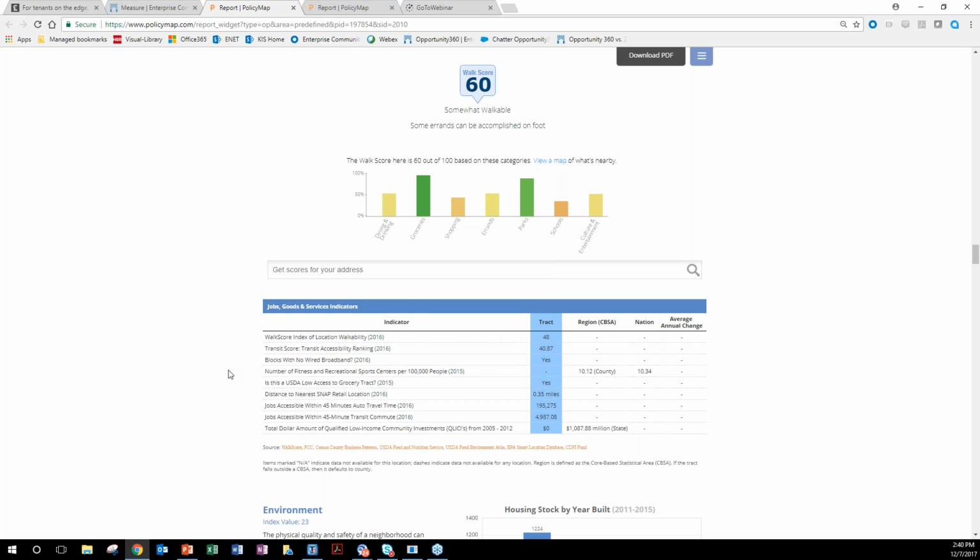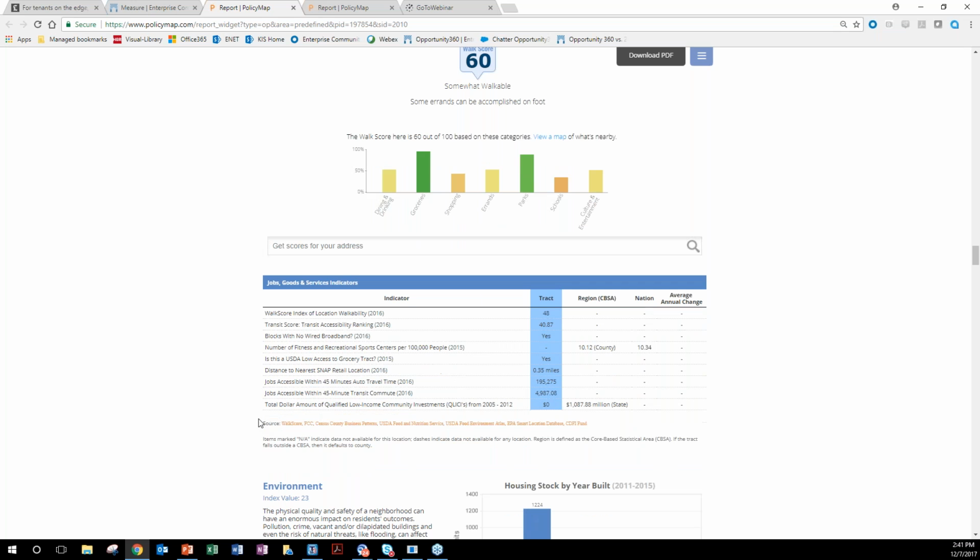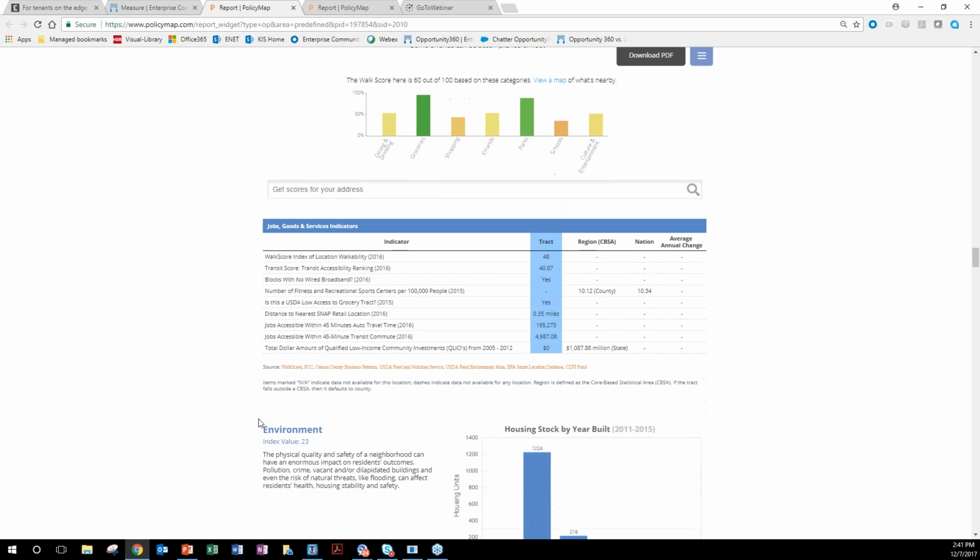There are other kinds of metrics too. Are there blocks without broadband access, so do we have digital issues where people don't have access? Yes, there are quite a few of those. Is this a place with low grocery store access or low access to formal food sources? Yes, that's the kind of thing. And what kind of jobs are accessible within the average commute?